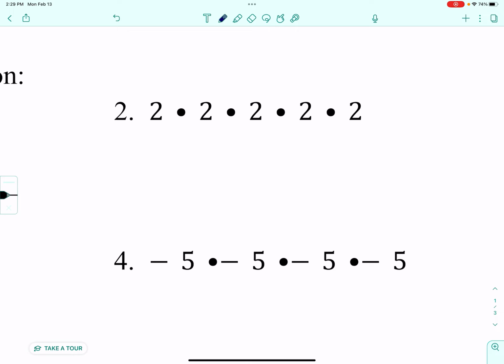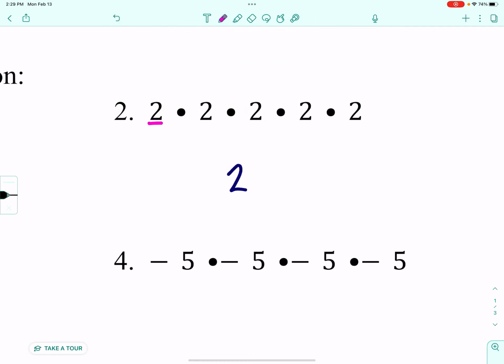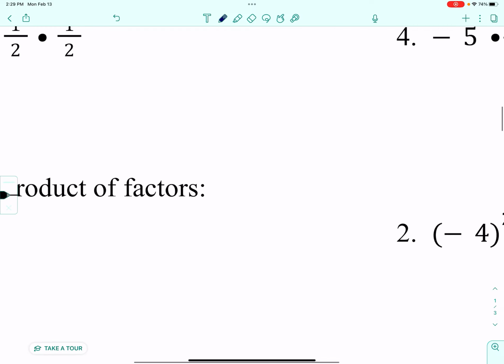If I go over to number 2, it looks like my base is a 2 because it's been repeated. If I count, I get 1, 2, 3, 4, 5 times that it has been used as a factor. So that's the same as 2 to the 5th power.